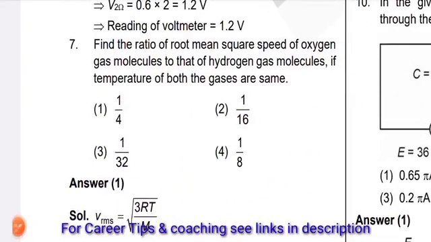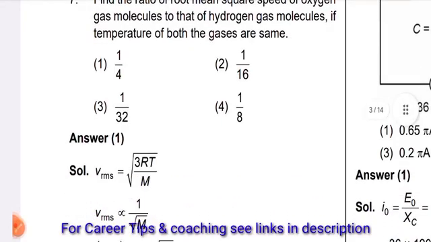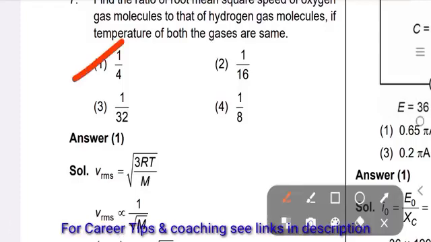Find the ratio of root mean square speed of oxygen gas molecule to that of hydrogen gas molecule if the temperature of both the gases is the same. So you need to find the root mean square speed of the oxygen. You know the formula is square root of 3RT by M. So you get the answer is 1 upon 4, that is option 1.